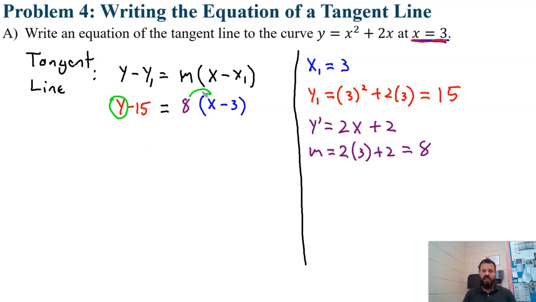On the right side, I can distribute that 8 through, which will give me y minus 15 is equal to 8x minus 24. And then add 15 on both sides to get the y by itself, which will give me y is equal to 8x minus 9.